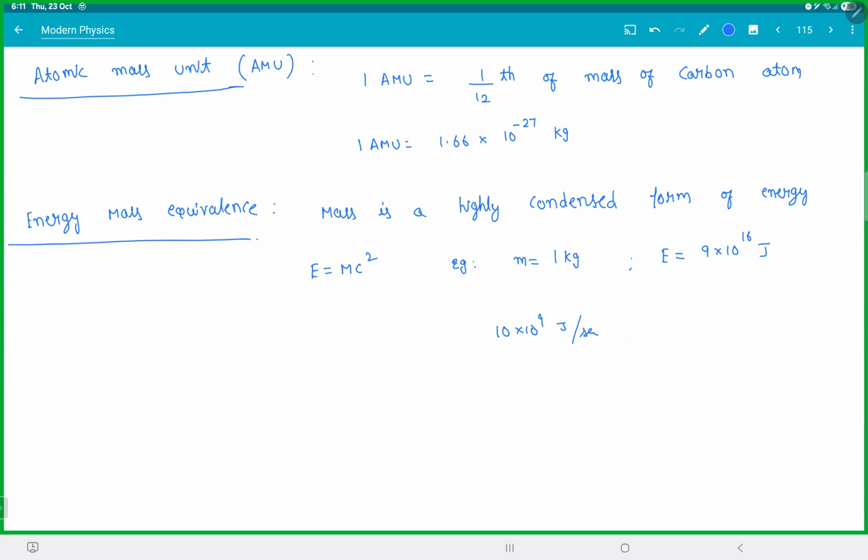And if you have this much energy, 9 × 10^16 divided by 10^10, that comes to around 9 × 10^6 seconds. In a day, you have around 86,400 seconds. Let's make it 90,000 for convenience. 9 goes off, and that would be 9 by 9 × 10^4, so around 10^2 days, or 100 days. You know the meaning of this? If you can convert 1 kg of mass into pure energy, and convert that into electricity, you can run the entire country for 100 days.